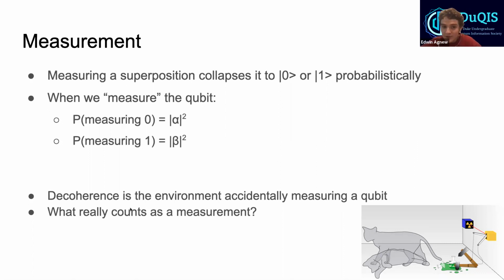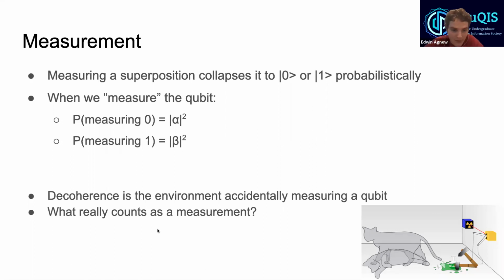So measurement does destroy the superposition, and unfortunately it's irreversible. And sometimes the environment will accidentally measure a qubit. Let's say if you get too close with it, it thinks you're trying to measure it, and so it will collapse. And this is known as decoherence.